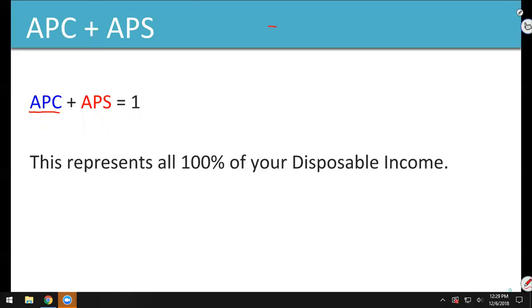But the APC is going to change for various things. Maybe grandma spends the same amount of money this year as she did last year. But maybe next year she has a heart attack and she has three more medications she has to buy, right? So she's got to spend an even larger chunk of her paycheck because her needs have increased.